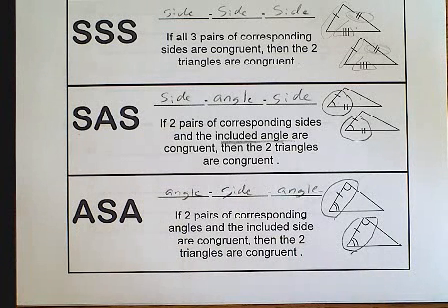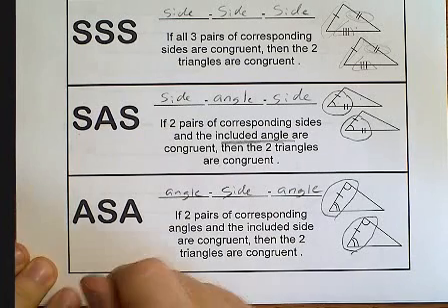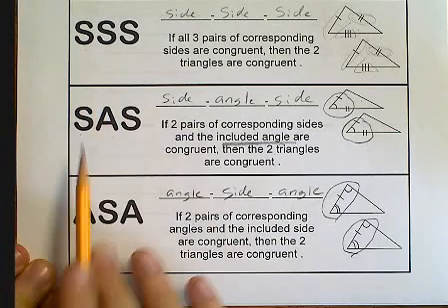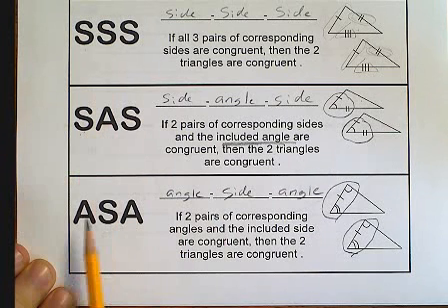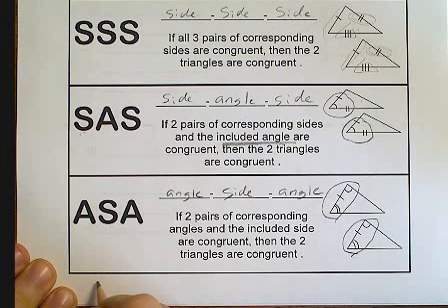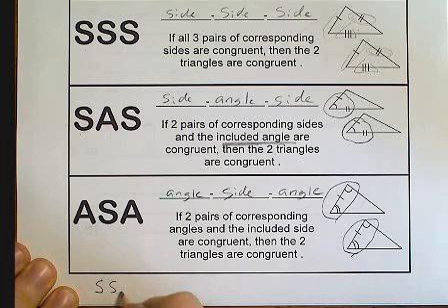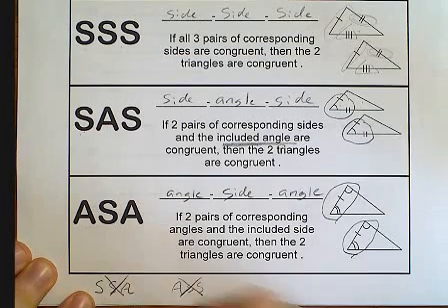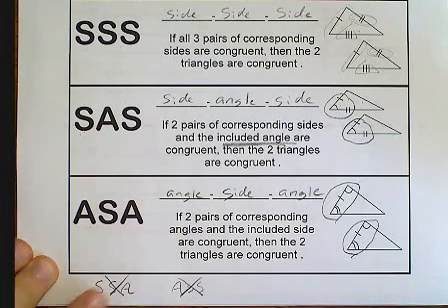Now, one thing I want you to know that we don't have, okay? We have side, side, side, side, angle, side, and angle, side, angle. We do not have any side, side, angle. And if you rewrite that, we don't have any that are like that either.